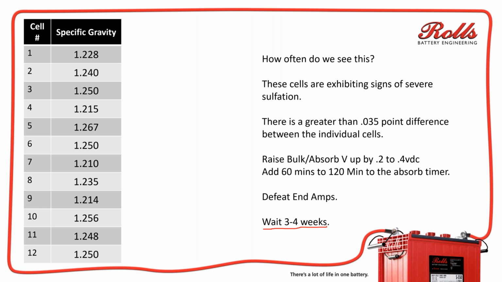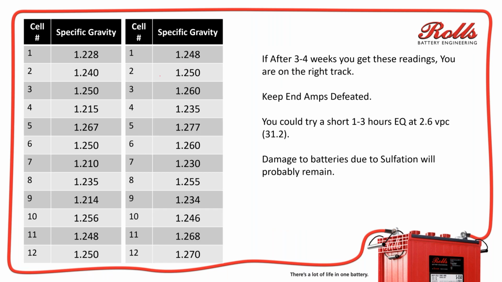When you sulfate your batteries, because they've been abused or undercharged or over discharged, it takes time to recover those batteries. It's not magic. It doesn't happen overnight. And so let's say you waited 2, 3 weeks, okay? Now you get 1.248, you get 1.250, 1.260, 1.235, 1.277. And so you've seen marked improvement pretty much across the entire range of batteries. So now your customer, you are charging those batteries closer to where they want to be.